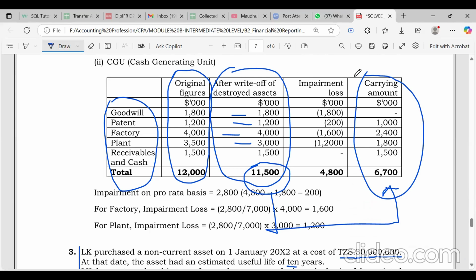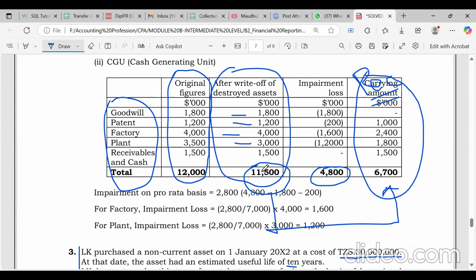Yes, you can call this the write-off, and you can call this the recoverable, not to confuse it with the recoverable amount. After doing that, this minus this is what you get. The 11,500 is the carrying amount after reducing that 500. That's why it has reduced from 12,000 to 11,500, right?